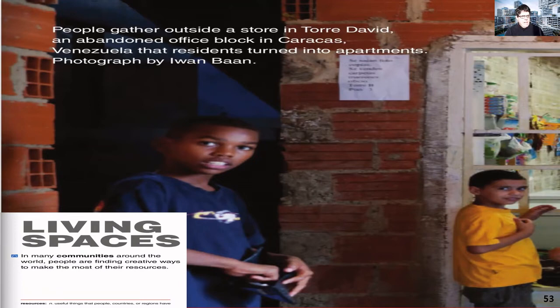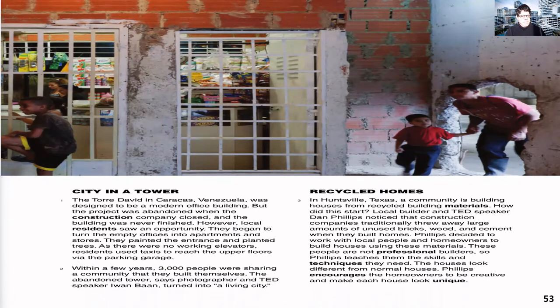Living spaces. In many communities around the world, people are finding creative ways to make the most of their resources. Continuing on the same page. City in a tower. The Torre David in Caracas, Venezuela, was designed to be a modern office building, but the project was abandoned when the construction company closed, and the building was never finished. However, local residents saw an opportunity. They began to turn the empty offices into apartments and stores. They painted the entrance and planted trees. As there were no working elevators, residents used taxis to reach the upper floors via the parking garage. Within a few years, 3,000 people were sharing a community that they built themselves. The abandoned tower, says photographer and TED speaker Yvonne Bond, turned into a living city.